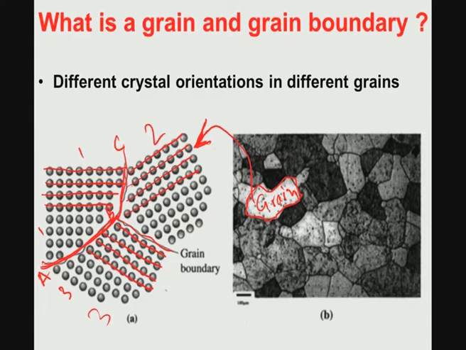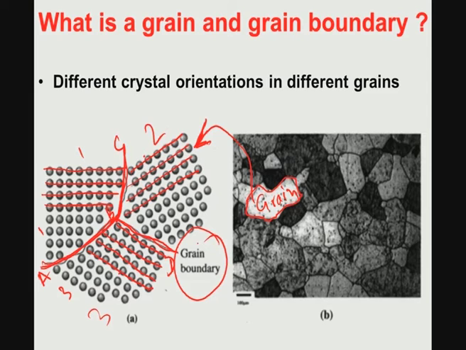Similarly, if you consider the grain boundary length of BC, here the orientation of the atom is neither of grain number 1 nor of grain number 2. Similarly, if you consider the BD grain boundary region, it is the interface between grain number 2 and grain number 3. Therefore, the grain boundary region is typically described as the region of misorientation, or the region of higher energy.